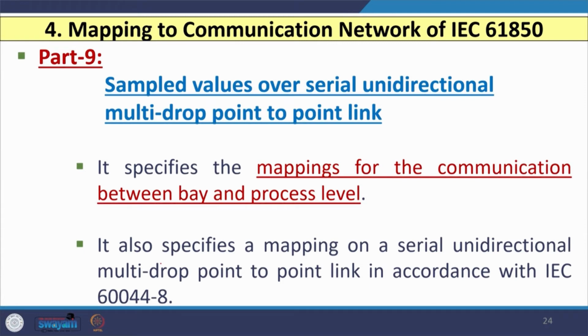So, how the mappings in terms of communication between the bay and the process level are to be carried out is specified in this part 9. In part 9, it is also specified how the mapping on a serial unidirectional multi-drop point-to-point link in accordance with IEC 60044-8 is to be carried out. This is also mentioned here.